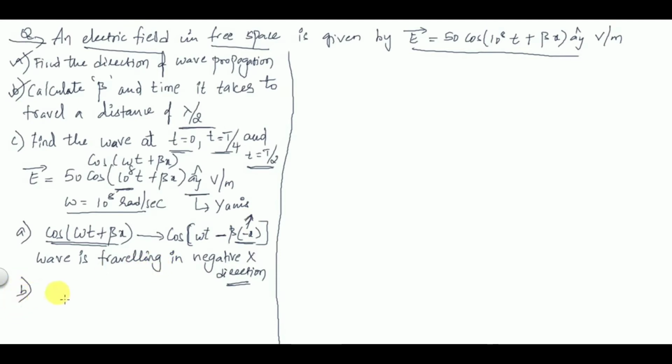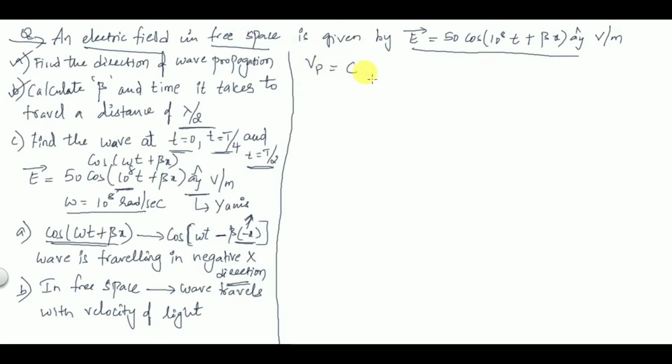Next, the second question. He has asked you to find beta and the time taken to travel a distance of lambda by 2. So in free space we know that the wave travels with the velocity of light. So the phase velocity Vp is equal to c, that is the speed of light, which is 3 into 10 to the power of 8 meter per second.